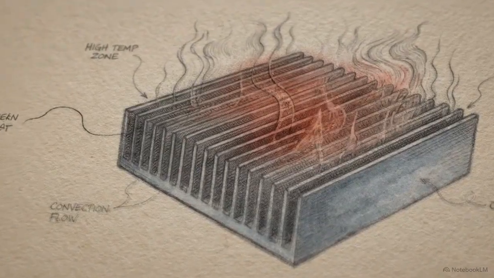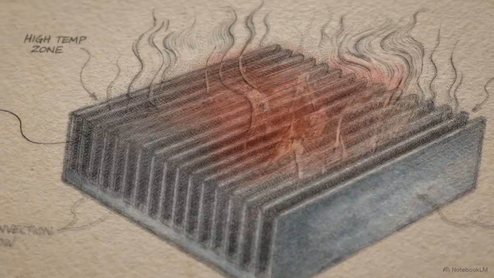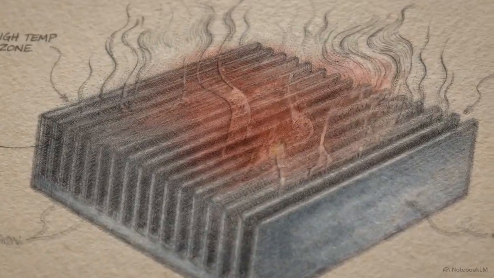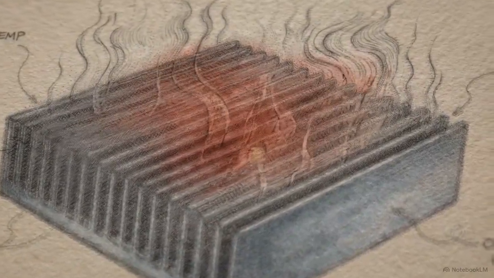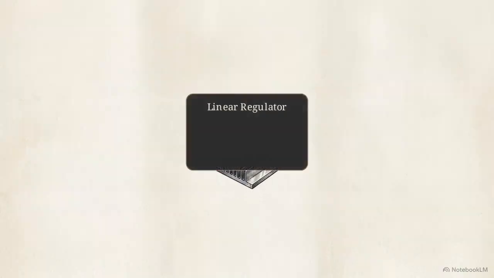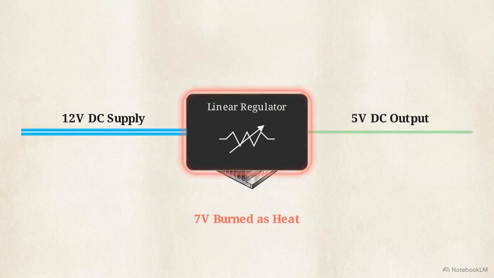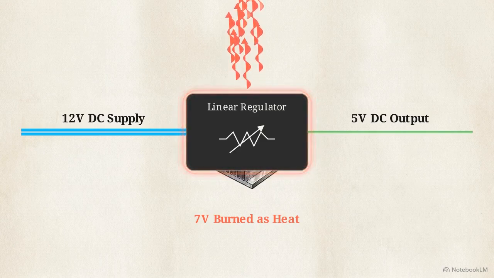Look at this heat sink operating under a heavy load. Traditional linear voltage regulation inherently relies on shedding excess electrical energy as intense heat. This occurs because linear components act as variable resistors. To drop a 12-volt supply down to 5 volts, the regulator simply absorbs the remaining 7 volts, burning off the difference. It is a system built on intentional inefficiency.